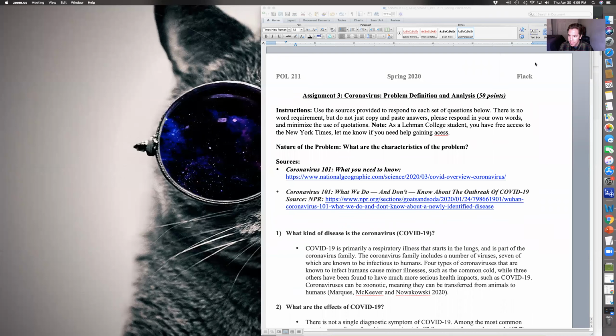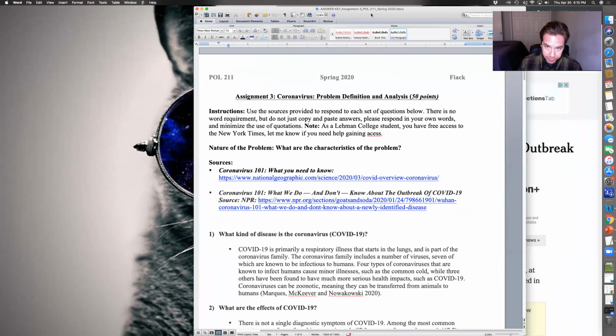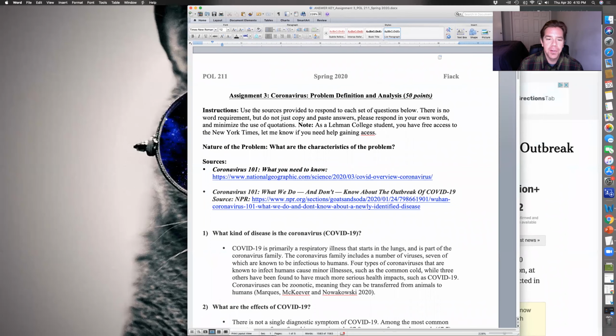I'm going to go ahead and share my screen with you, and go over assignment 3, because I think it has some value to go over this information. It can be useful for you, not only from a policy perspective, to understand problem analysis, but also as practical information that can help you, maybe even in conversations with friends and family about what's going on. I'll post the answer key on Blackboard with an announcement.